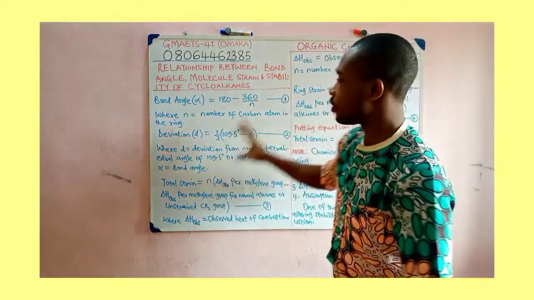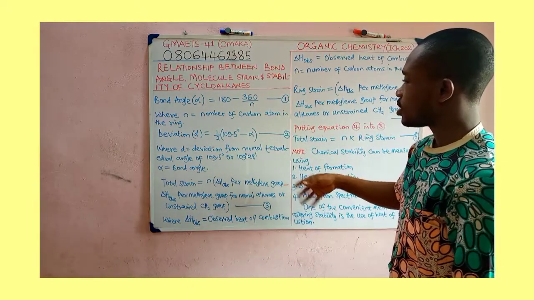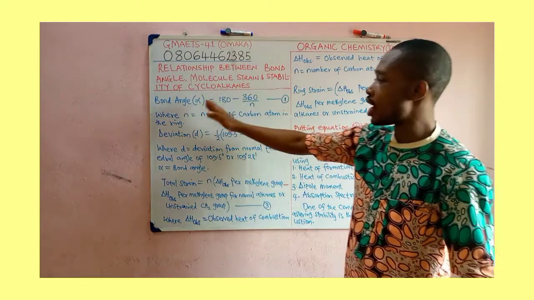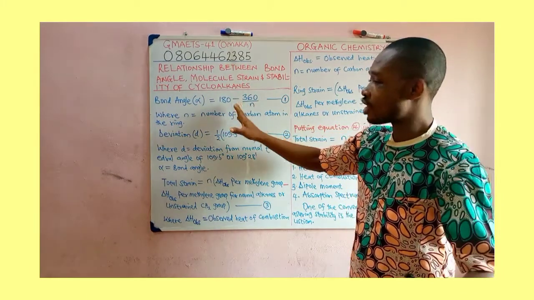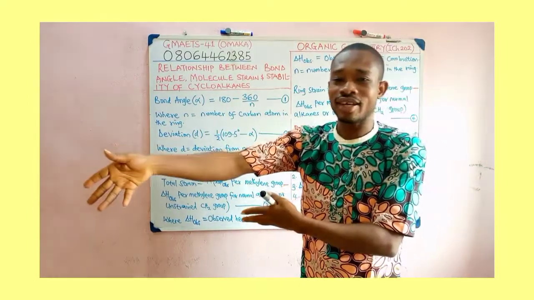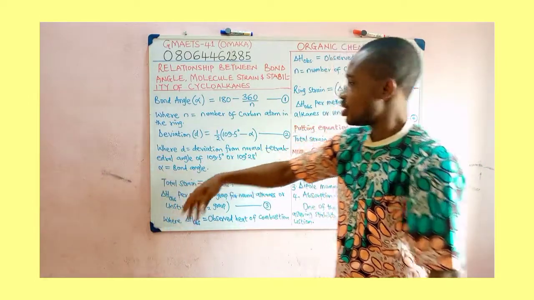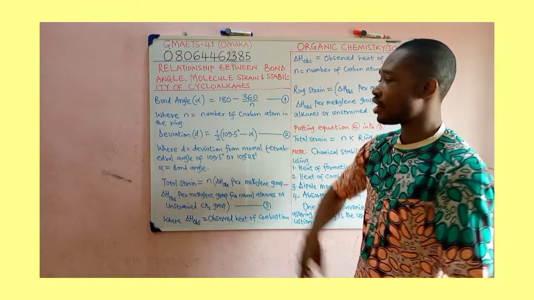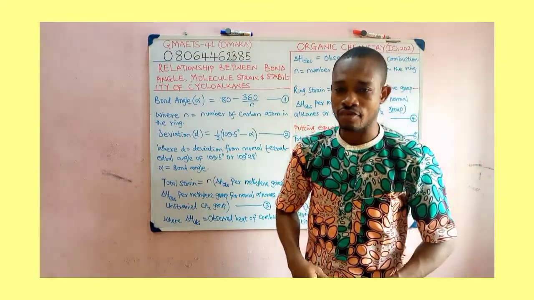So that's why we have these formulas on the board. They are written here, so you can just quickly go through that. The bond angle for a given cycloalkane, which has been obtained from a straight chain alkane, is given as 180 minus 360 divided by n, where n is the number of carbon atoms.